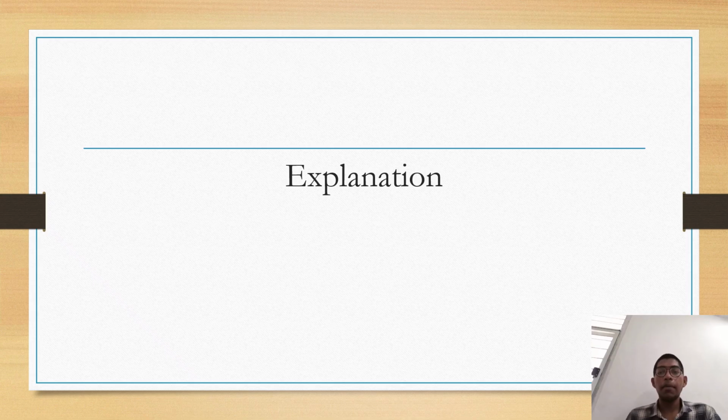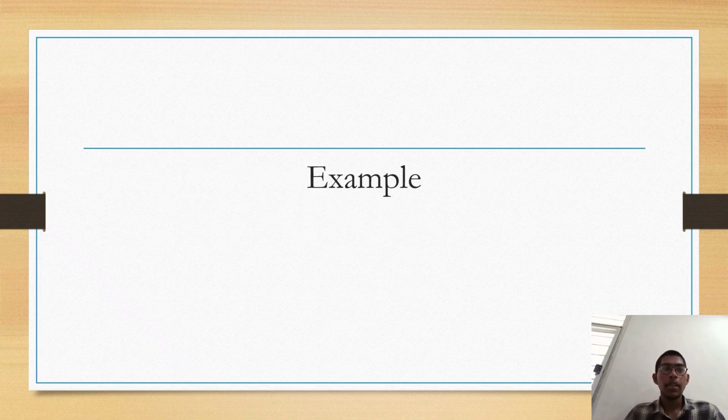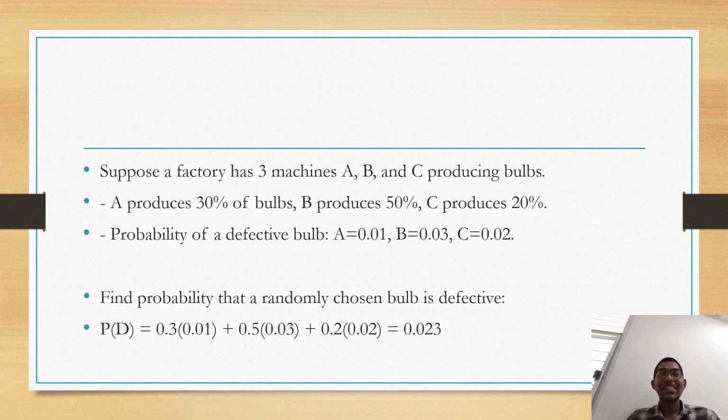Suppose we discuss the explanation, we can tell about some points. I am telling about 3 points. Divide the sample space into mutually exclusive events. Use conditional probability for each partition. Add them to get the total probability of an event. I am telling about the example.